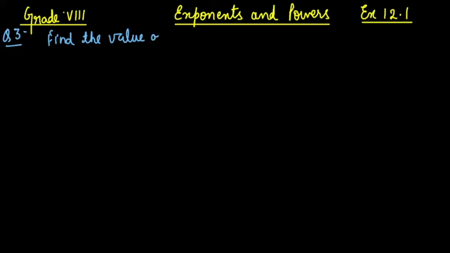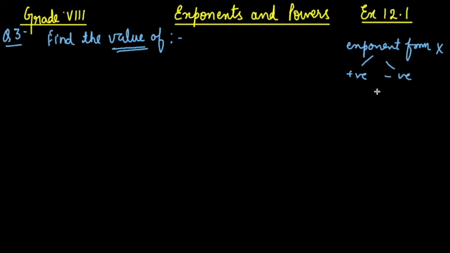Question number 3 is find the value of. So when the question says you have to find the value, it means you will not leave your answer in the exponent form. You will not leave your answer in any exponent form, neither in positive exponent nor in negative exponent. We have to calculate it and find the value of the given terms. So the first part is 3 raised to the power 0 plus 4 inverse, into 2 square. So this is your question.